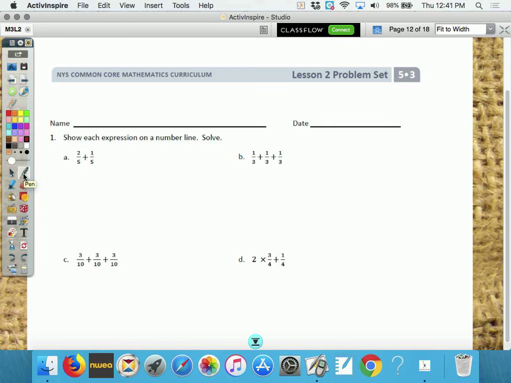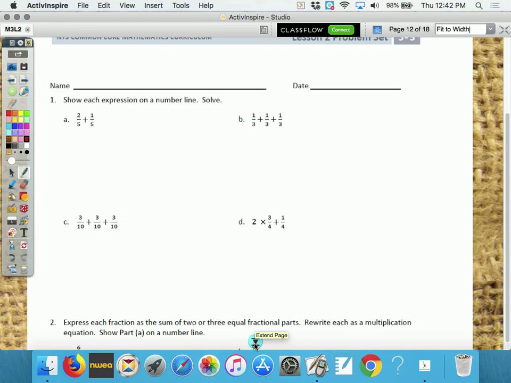We're just adding fractions on a number line. That's all we're doing, okay? This first part is just like the exit ticket. It says show each expression on a number line, okay?